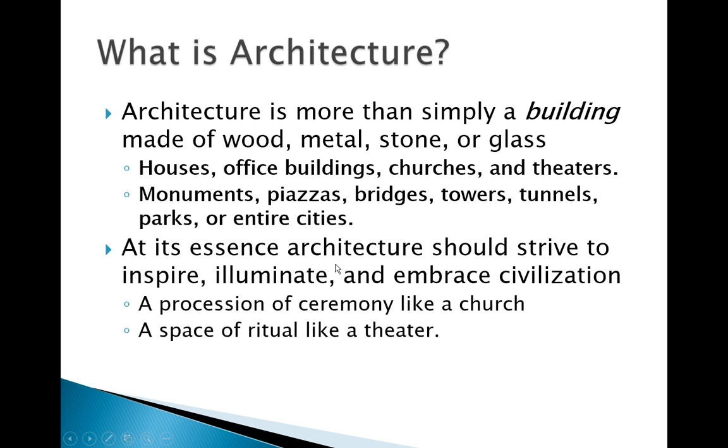Okay, at its essence, architecture should strive to inspire and illuminate. So, for example, think about something like a church. A church is going to have ceremonies that occur there, like weddings. Weddings involve things like processions. So how can the form of the structure facilitate that idea of a wedding procession? How can the space of a theater be arranged so that it can accommodate large numbers of people and all those people can easily see the performance that is occurring at the theater? So how does the form that you choose for your structure support the function of the structure?